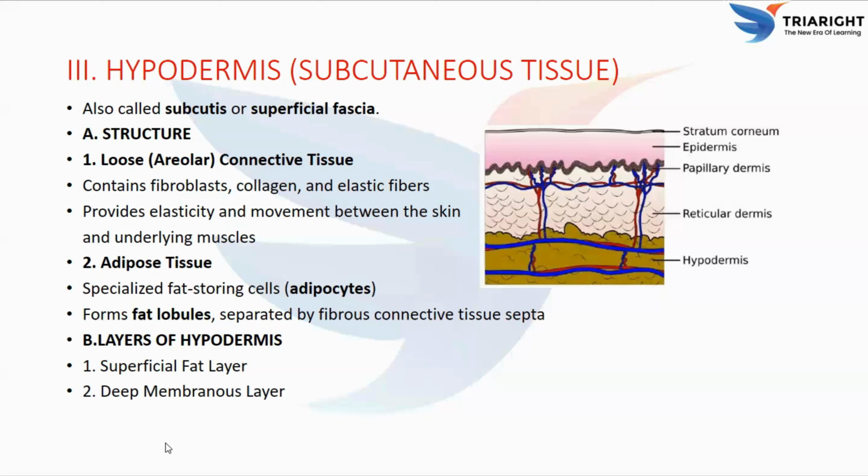The next layer below the superficial fat layer is the deep membranous layer. This is a more fibrous layer. It blends with the deep fascia. It consists of less adipose tissue. It provides strong anchoring of the skin.